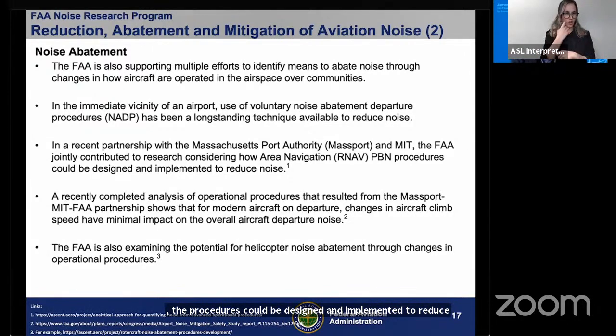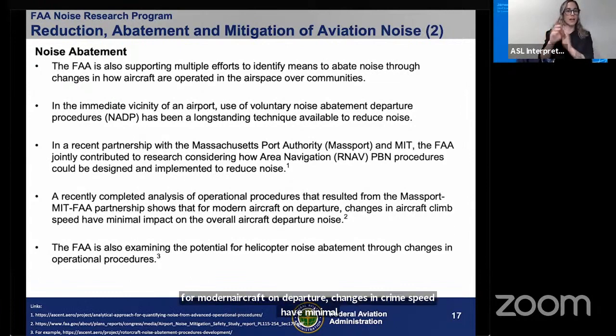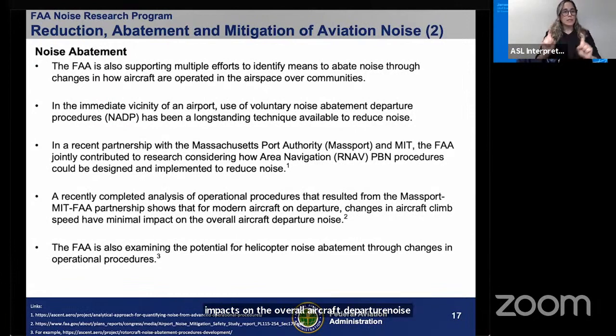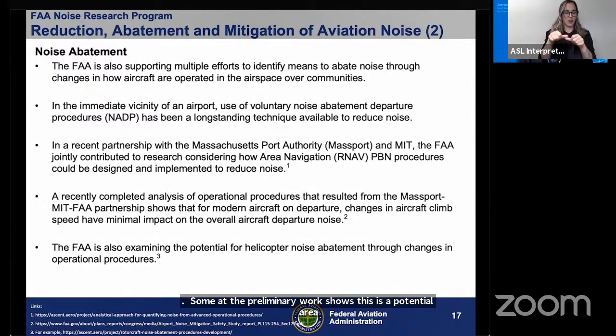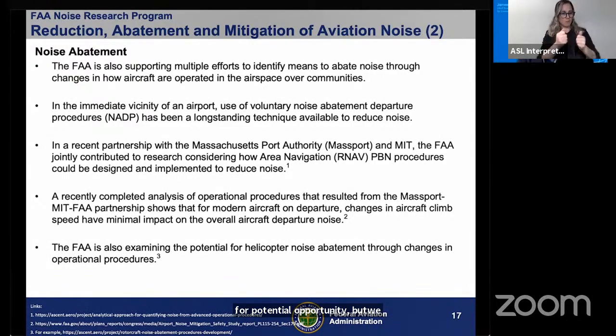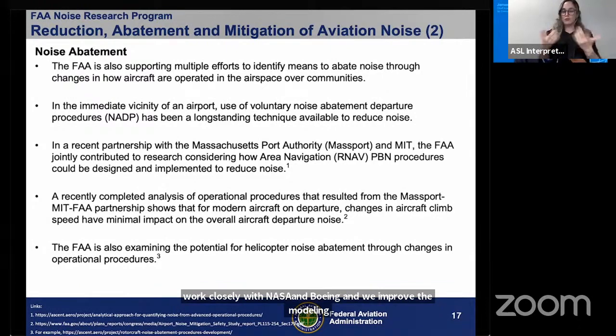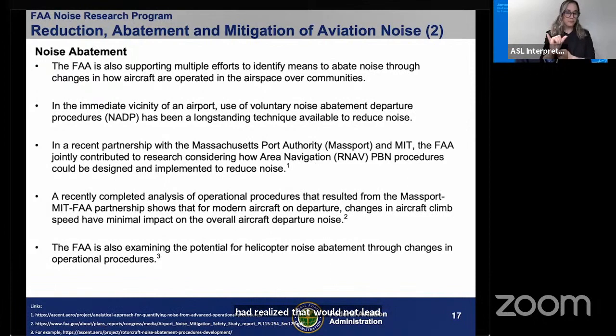And some of the recently completed work out of that Massport MIT FAA partnership shows that for modern aircraft on departure, changes in aircraft climb speed actually have minimal impacts on the overall aircraft departure noise. Some of our preliminary work showed that this was a potential opportunity, but we do what all researchers should do. We ask tough questions, we sharpen the pencil, we work closely with NASA and Boeing, and we improve the modeling and realize that that actually would not lead to a meaningful noise reduction. And there's a report on that that's linked here.